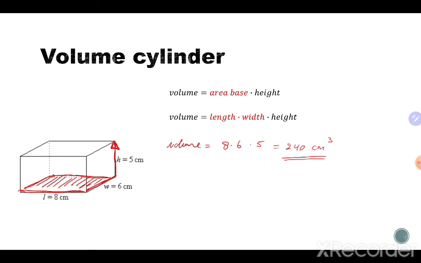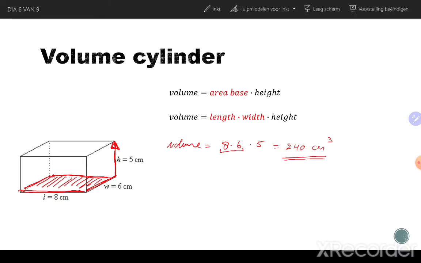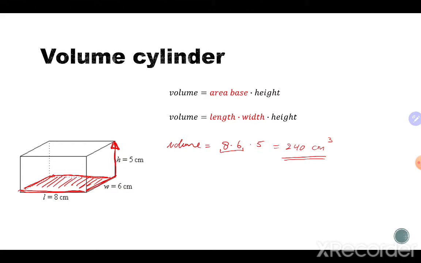So 8 times 6 is the area of the base, and then times the height. So each time, to calculate the volume is the area of the base times the height. Let me just have a look at the cylinder.